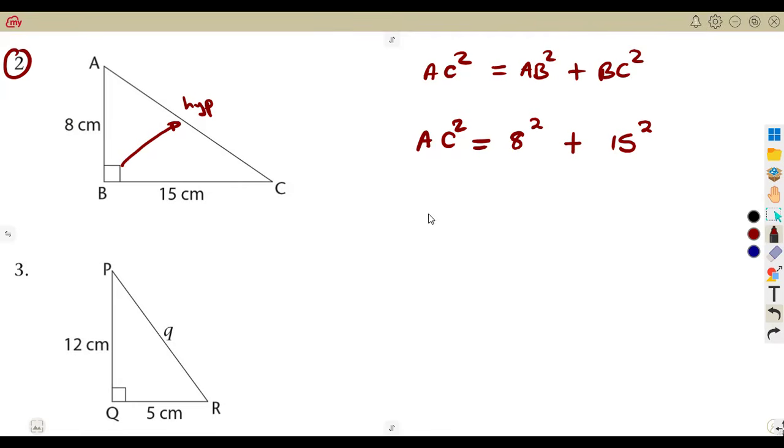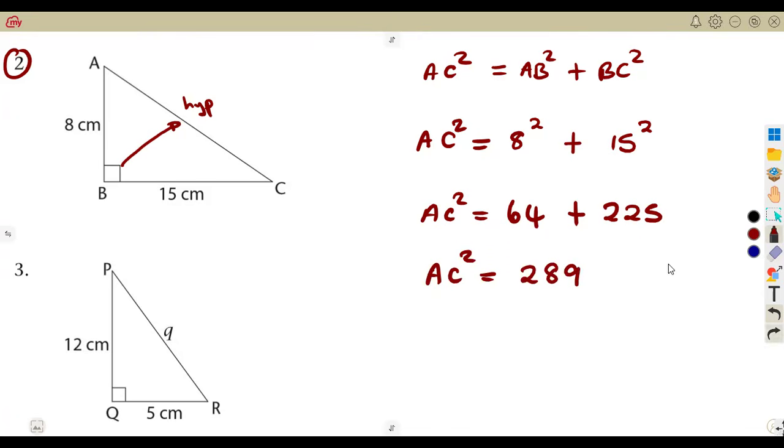So we are going to simplify this. AC squared is equal to what? From your calculator, 8 squared is simply 8 times 8. That is going to give you 64, plus 15 squared, which is 15 times 15. That is going to give you 225. Then we add these two together. So AC squared is equal to 289 if you add these two.